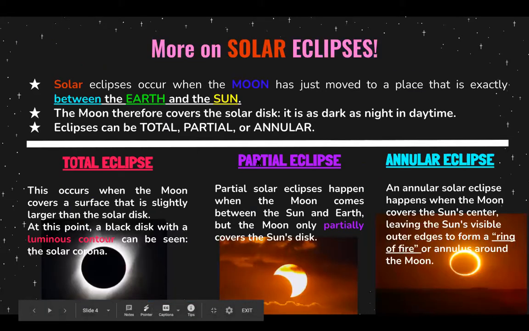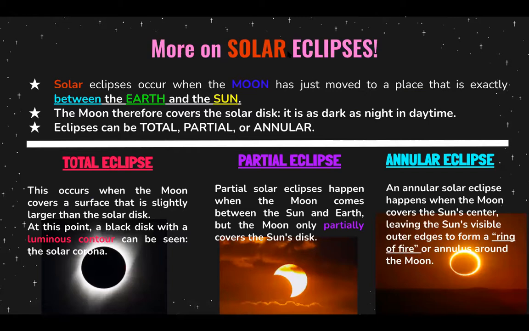Okay, so let's read a little bit more about solar eclipses. All right, so a solar eclipse occurs when the moon has just moved to a place that is exactly between the earth and the sun, right? So we said we have a moon sandwich. The moon therefore covers the solar disk. So remember what a disk is. It is as dark as night in daytime. All right, so this is happening in the daytime, but it looks dark as night. Okay, because the moon covers the sun, right? That circular looking disk, the moon covers it.